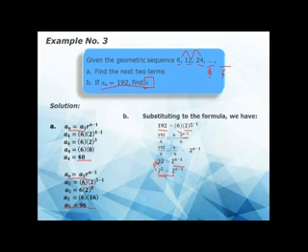Because based on the law of exponents, if they have the same base, we can just equate their exponents. So we have 5 is equal to n minus 1. And solving, we'll have n is equal to 6. Therefore, 192 is the sixth term of this sequence.